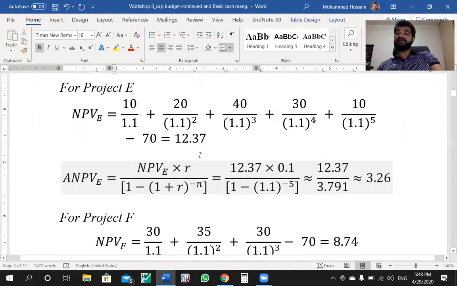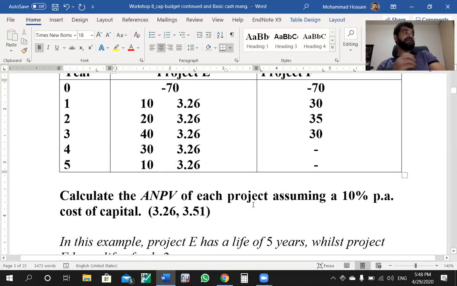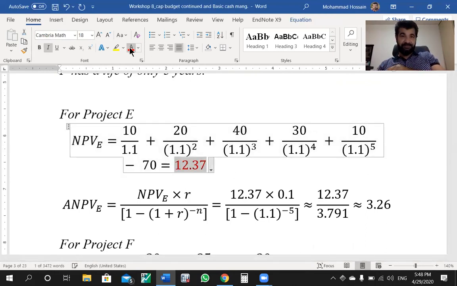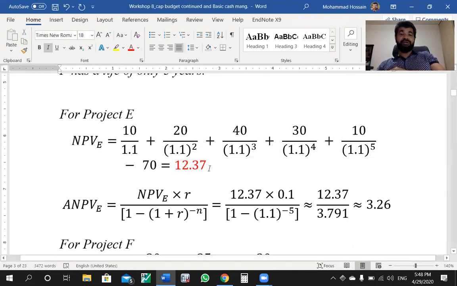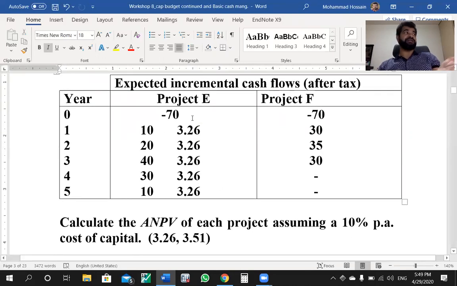So this is your annual value. How do they say it? You can say it this way: the annualized net present value actually tells you the project's net present value. It converts the net present value. Look, the net present value is 12.37. It is restating this 12.37 into annual annuity values for the project life of 5 years.